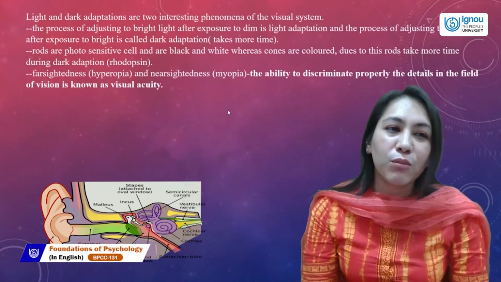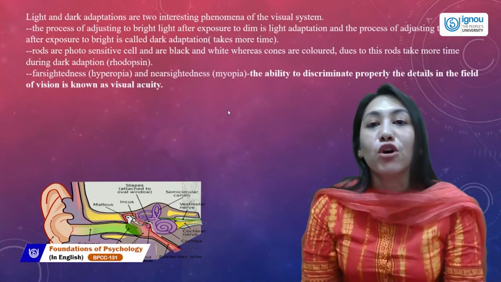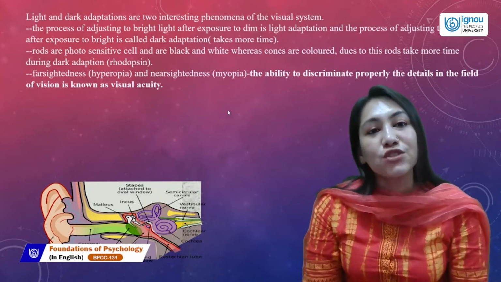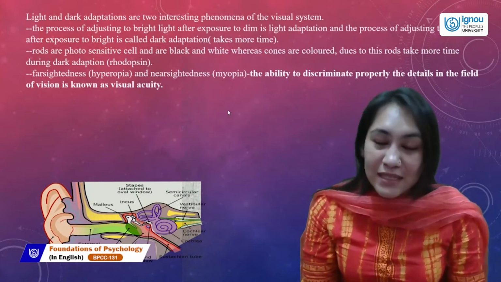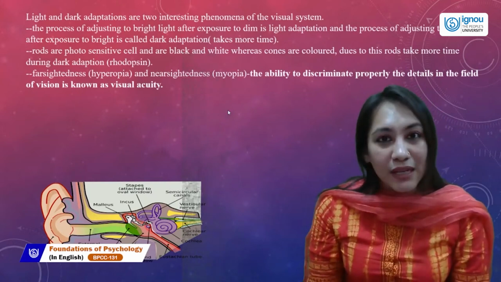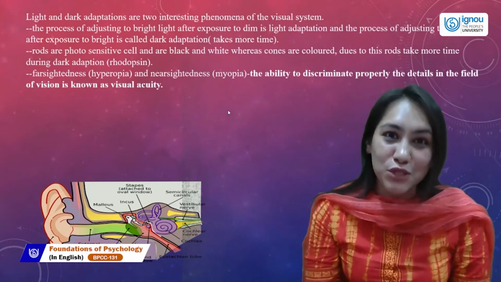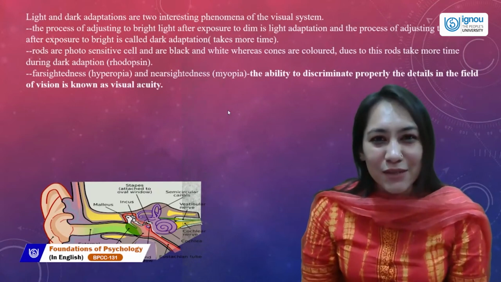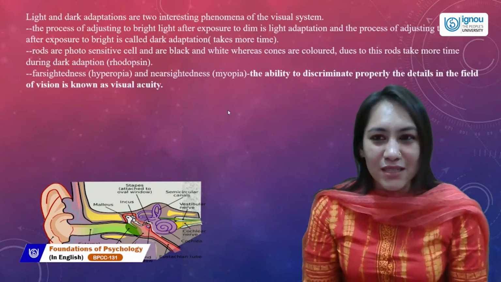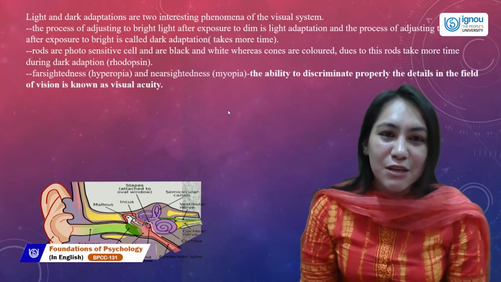When we talk about light adaptation, you're adapting to the light. When we are talking about dark adaptation, it is about adapting to the dark. I'll explain it again. Let's take light adaptation as moving from a cinema hall to outside. Did you realize it doesn't take much time? You move out quickly and it doesn't take much time.